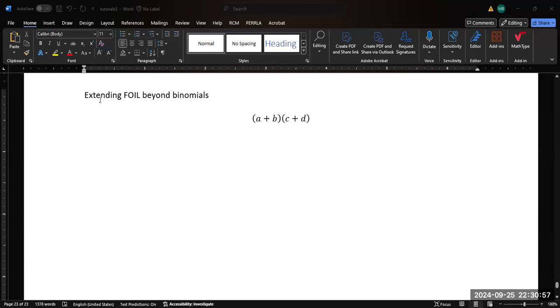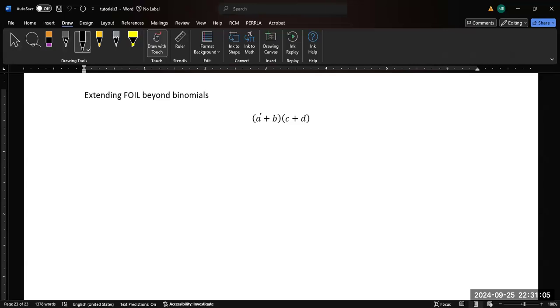But continuing, FOIL stands for first, outer, inner, last. So the idea here is that you're going to take the first component of the first binomial and multiply it by the first component of the second binomial. That's what the first stands for, first and first. And then you're going to take the first component of the first binomial and multiply it by the last component of the second binomial. So that's outer.